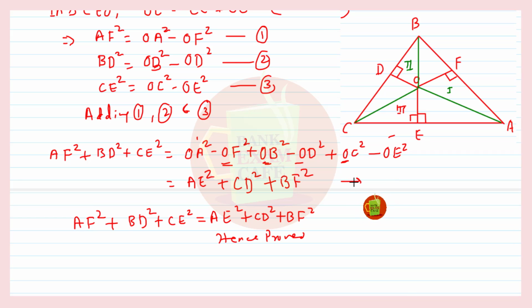Here you will have to write in the answer that OA square minus OE square is equal to AE square, OC square minus OD square is equal to CD square, and OB square minus OF square is equal to BF square. That reason you will have to write here: by Pythagoras theorem.